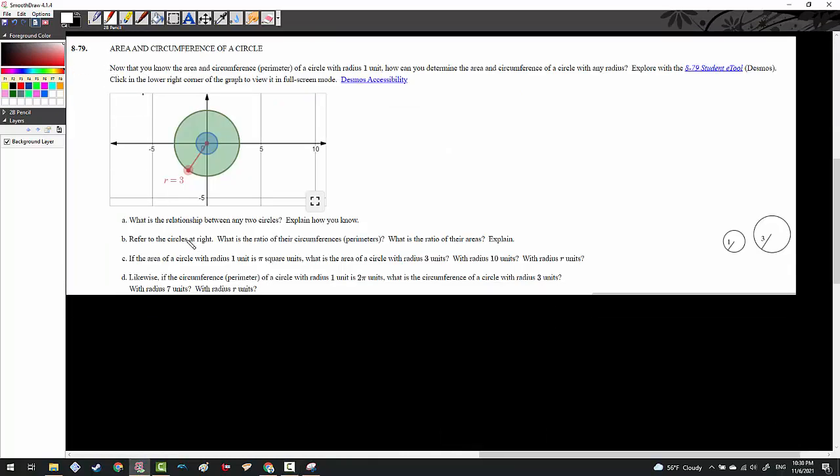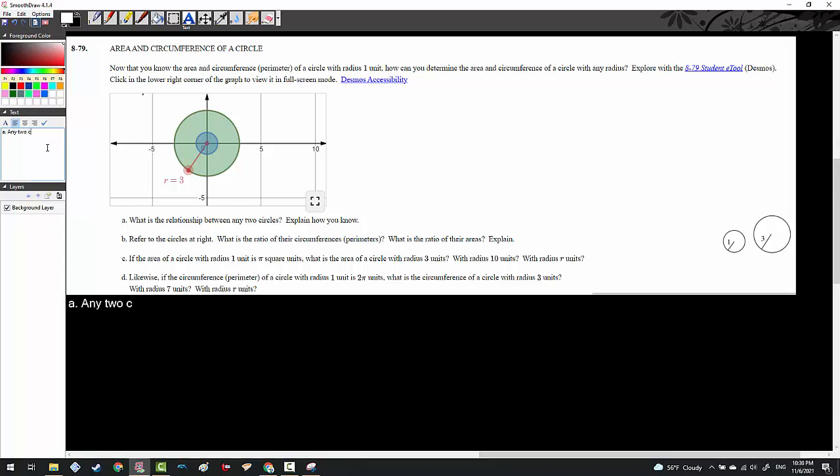Let's move on to what the area and circumference of a circle actually are. It says here, what is the relationship between any two circles? Explain how you know. And so the relationship between any two circles is that, where is that A? Yep, right there.